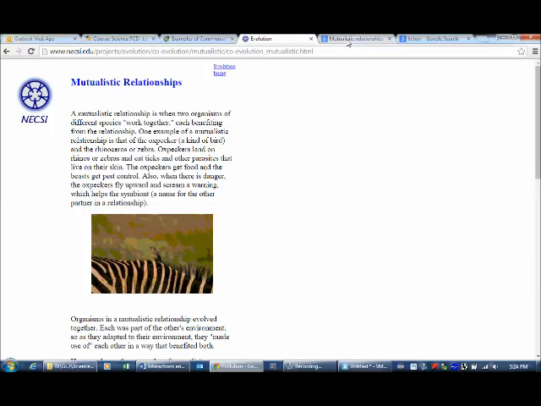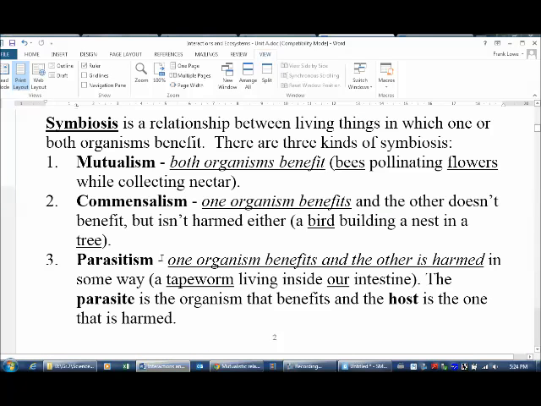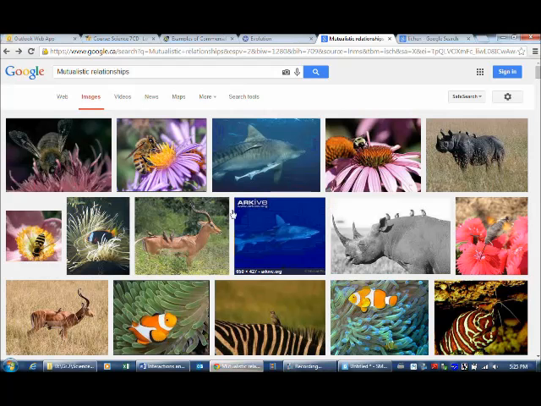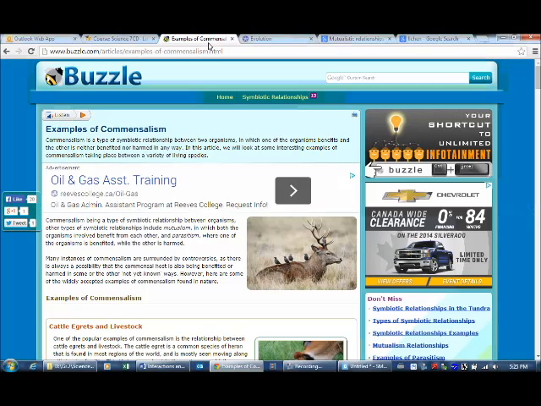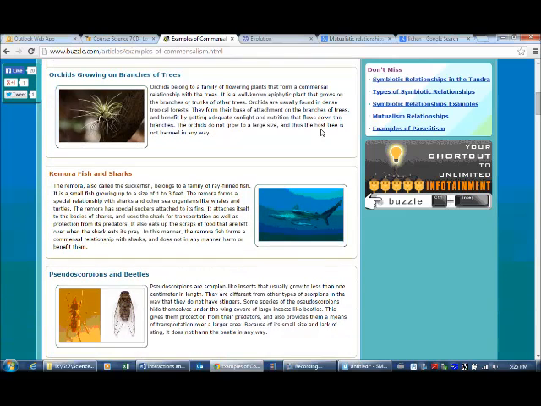There are other types of relationships. Actually, we won't go into those right now. Now another relationship, the next one that we're going to talk about is commensalism. Again, one organism benefits, but the other organism doesn't benefit. It's not harmed either, but it doesn't benefit. Okay. Let's look at this one here. This is a really good one. I like this one. Remora fish and sharks.